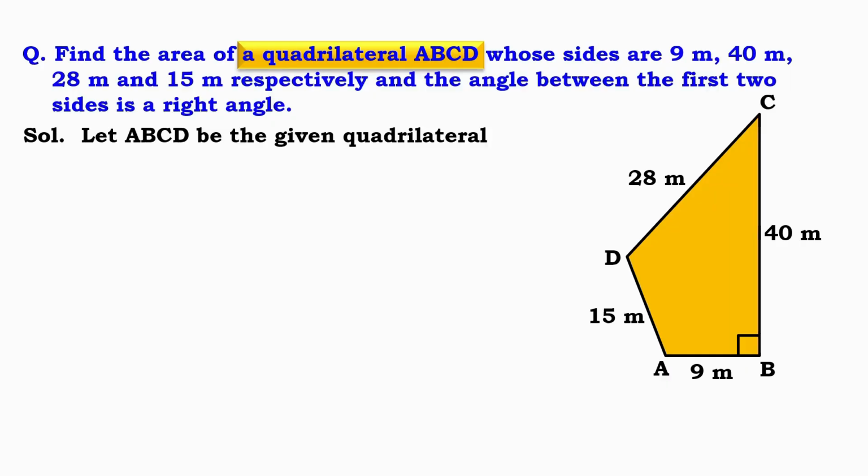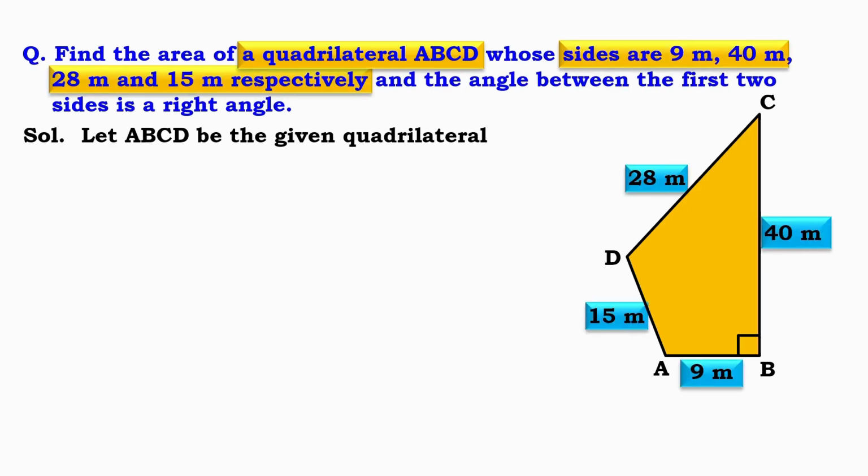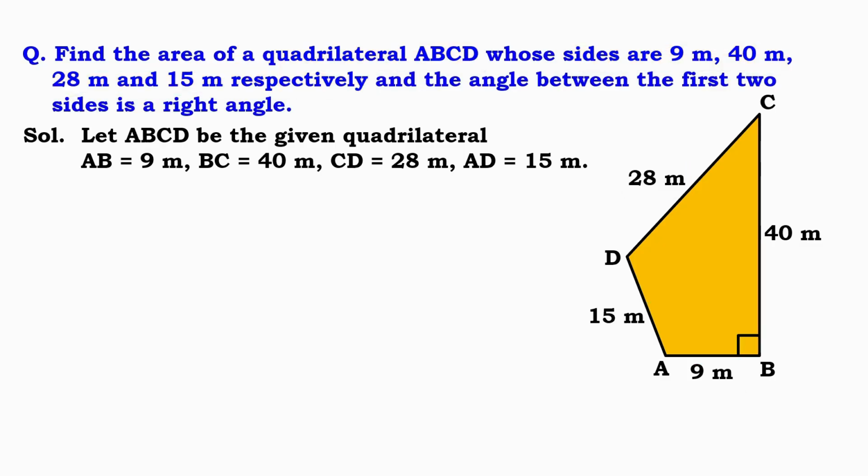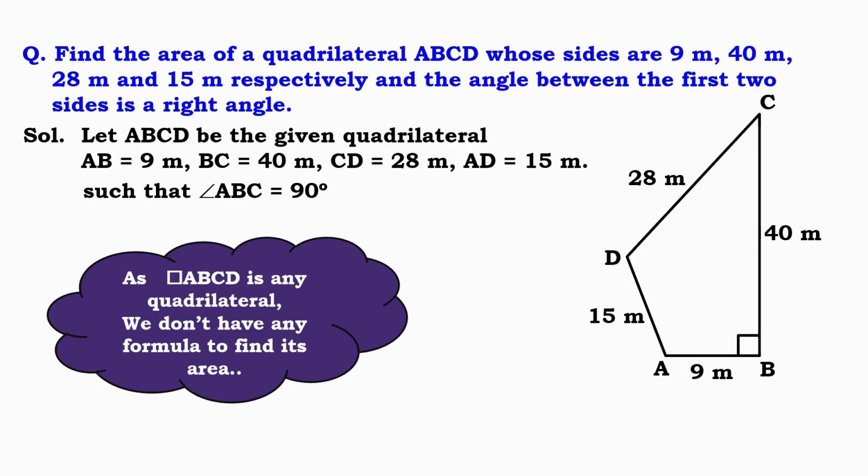So let ABCD be the quadrilateral and all sides are known, that is 9, 40, 28 and 15. Now the first two sides make a right angle, it's given. So BC is perpendicular to AB, so that means angle ABC is 90 degrees.